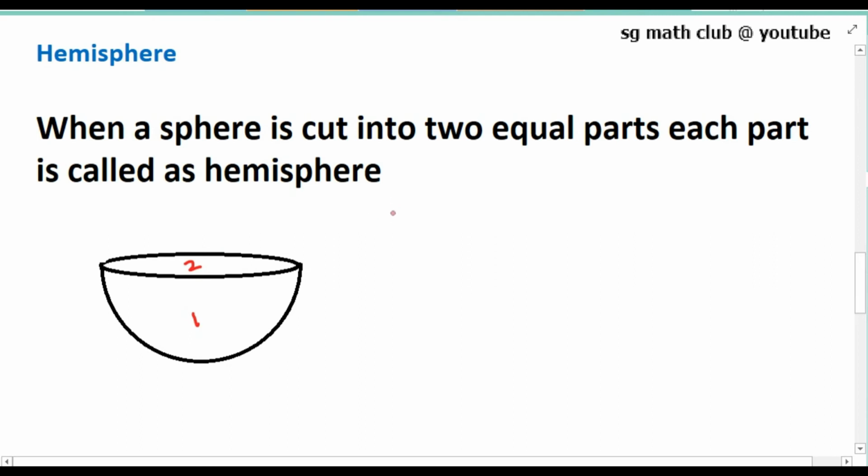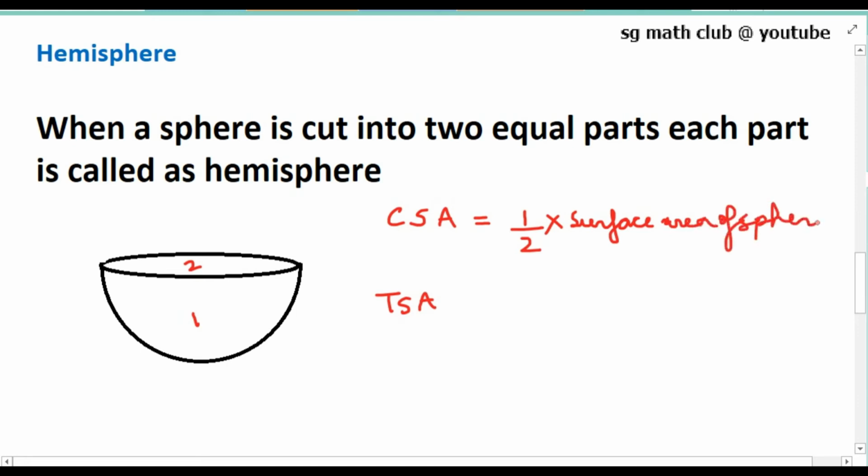So for a hemisphere, when I say surface area, we can say curved surface area as well as total surface area. Since hemisphere means half of the sphere, curved surface area of the hemisphere will be half of surface area of sphere. And we know surface area of sphere is 4 pi r square. Half of that will be 2 pi r square. So curved surface area of the hemisphere is 2 pi r square.